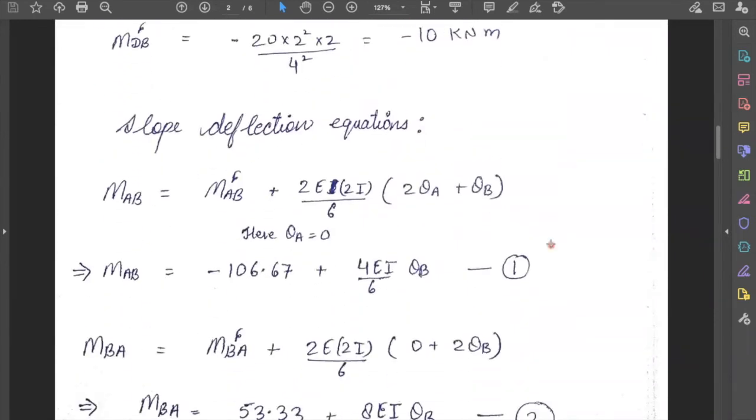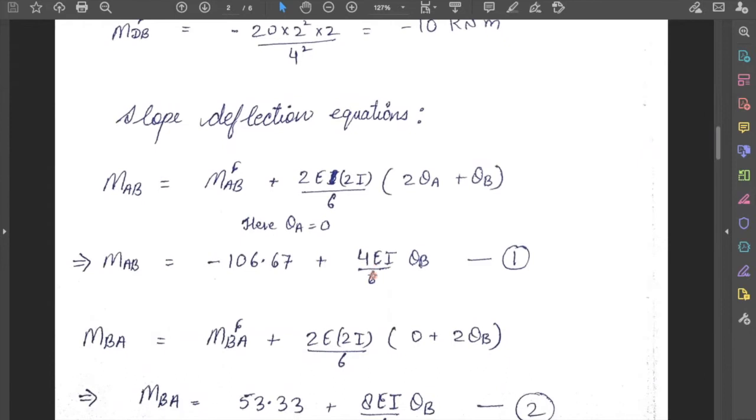Now coming to the second step, we can find the moment of the individual span in terms of its corresponding fixed end moments and the slope at endpoints through the slope deflection equation. So we can write the slope deflection equation for AB by writing MAB equal to its corresponding fixed end moment, which is MFAB, plus 2 times the flexure rigidity, which is E times 2I divided by the length, which is 6 meters, and this is 2 theta A plus theta B, the slope at the endpoints. Theta A is the actual slope and theta B is the induced slope.